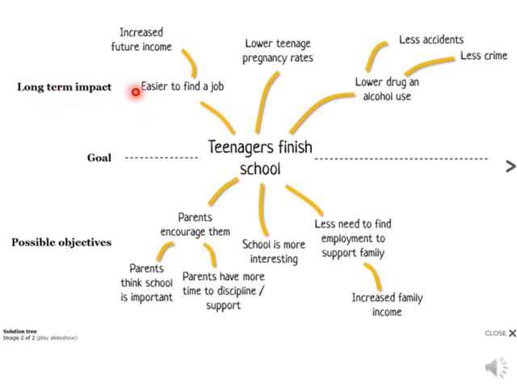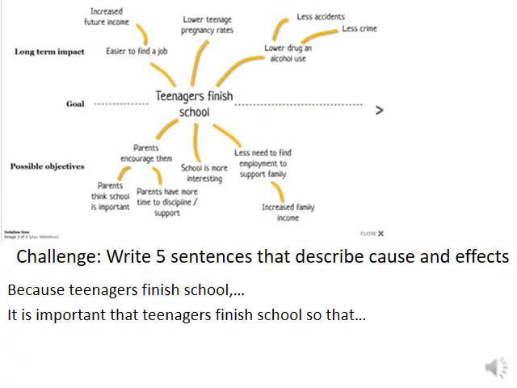And then the effects are the long-term impact. If teenagers finish school, then they will find it easier to get a job. Or you could say, because teenagers finish school, there are lower teenage pregnancy rates. If teenagers finish school, then there will be lower drug and alcohol abuse, and so on. So this is a useful technique, having done the problem tree, to look for solutions.